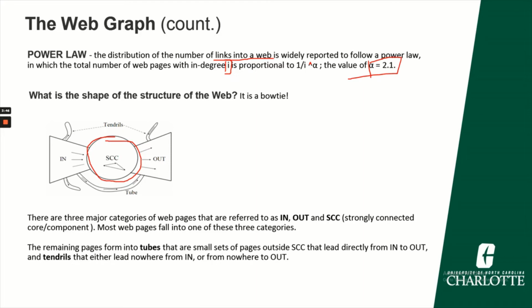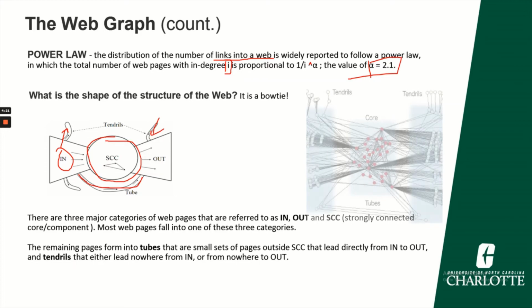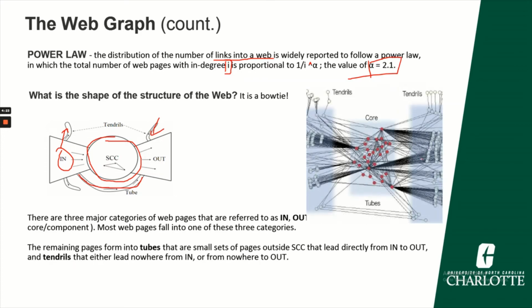However, you have a remaining set of pages that fall into the tube representation. These are pages outside of the strongly connected component that lead directly from the in component to the out component. And then you have the tendrils. These either lead from the in component to nowhere, or come from nowhere, or the dark web, however you want to call it, and go to the out component. Here you can see a slightly different representation of the same concept.